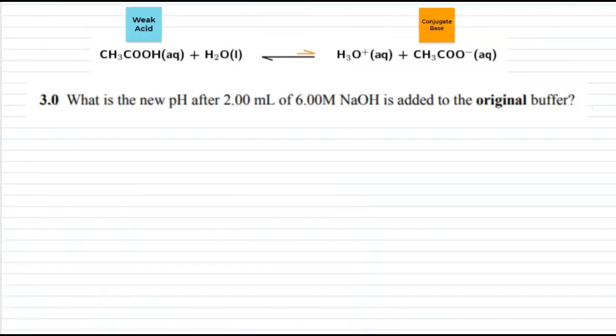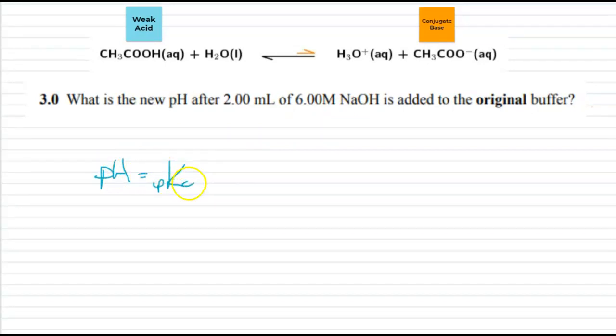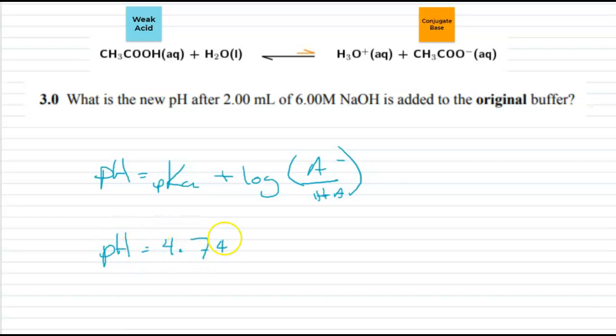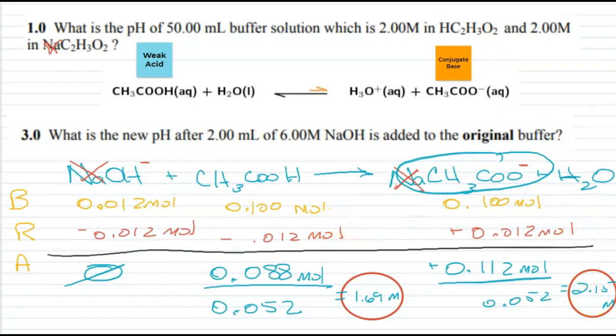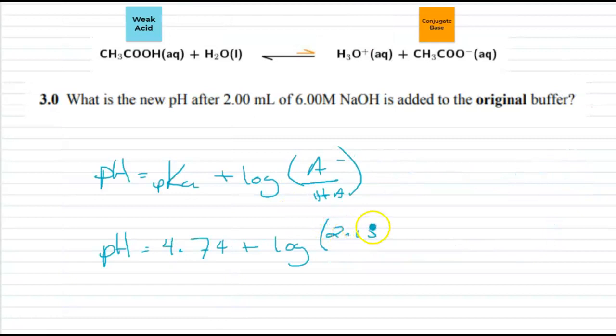Taking those values and putting them into Henderson-Hasselbalch: pH is equal to the pKa of my weak acid plus the log of the anion concentration over the weak acid concentration. So my pH is equal to 4.74 plus the log of my anion concentration, 2.15, divided by the acid concentration of 1.69. When I plug that into my calculator, the pH of my new solution is 4.84. We give it the sniff test, see if it smells right.